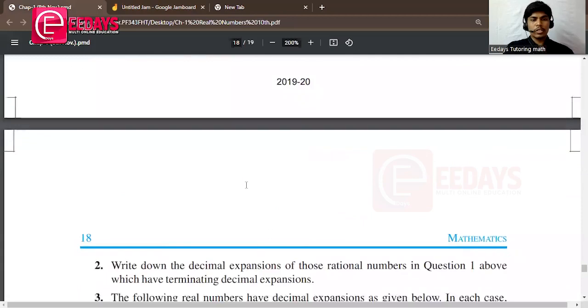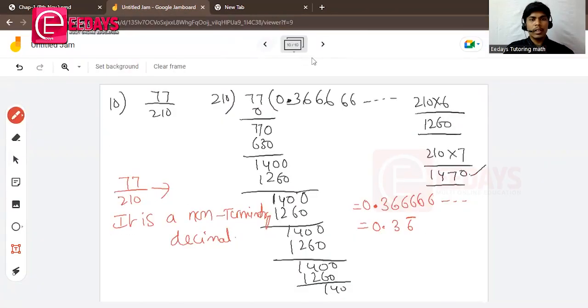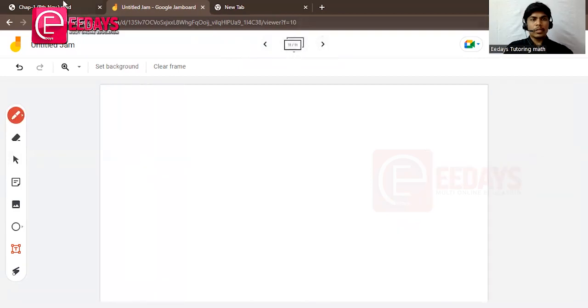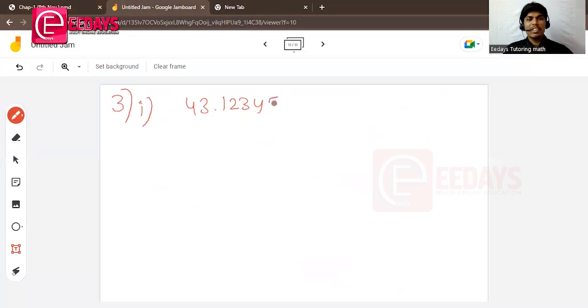Okay, let's move on to the next question. We just finished the second question, now the third question. First, we just write the question. Third one, first one: 43.123456789. So they have given a normal number, like this.